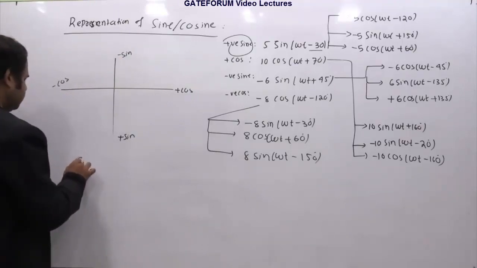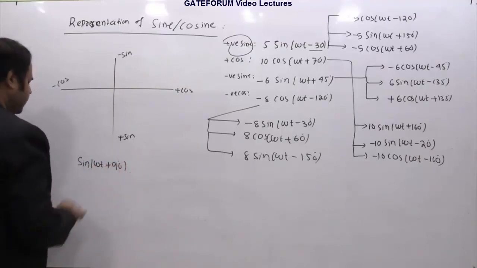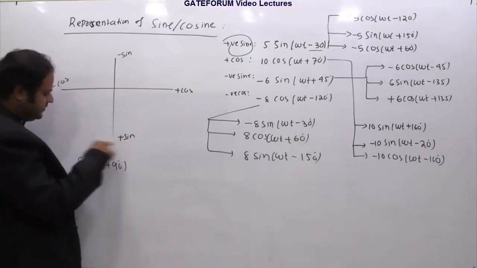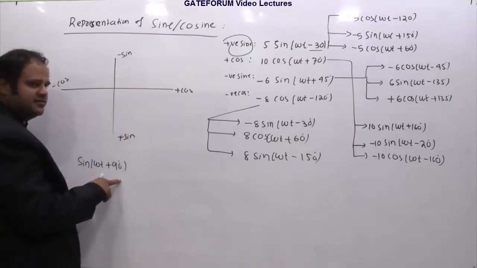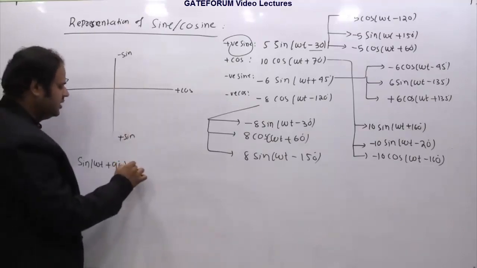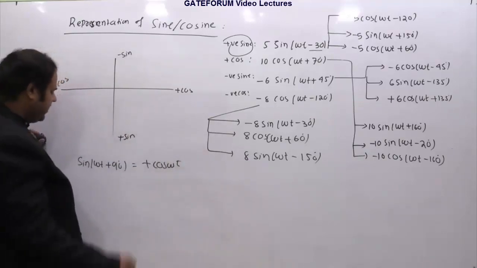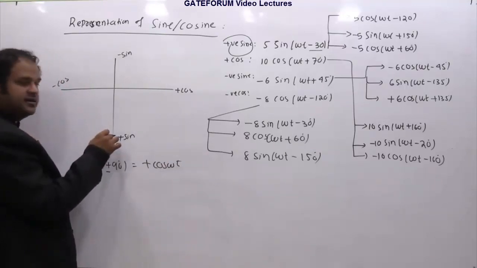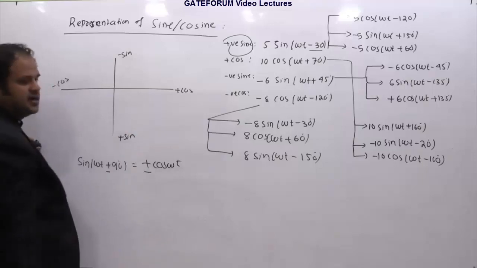Suppose I ask you, what is sine of omega t plus 90 degrees? Where will you reach? Positive sine, you go here, and from here I am saying you move 90 degrees in the anti-clockwise direction. So this is clockwise, this is anti-clockwise. So you reach plus cos omega t. If I ask you what is sine omega t minus 90, from here if you go 90 degrees in the clockwise direction, you will be going to the negative cos axis. So this will be minus cos omega t.